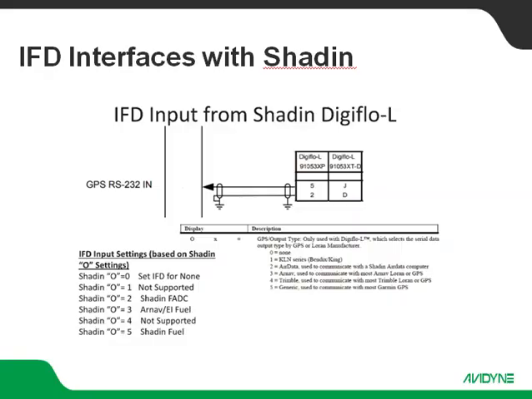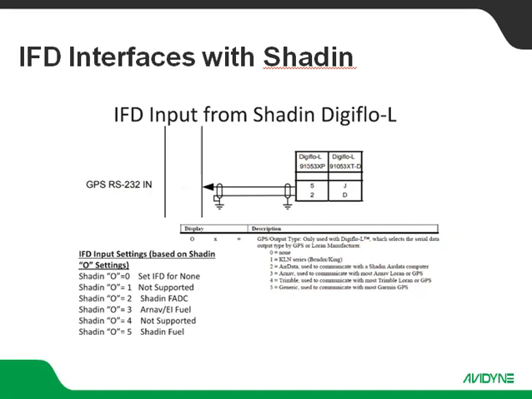Alright, so to jump right in, this is another fuel flow RS-232 interface, and the settings on the Shadin Digi Flo side are going to determine how we set up the IFD. On the Shadin Digi Flo systems, it's going to be on the display page for O as in Oscar, and that's where we're going to set what GPS format we're going to use to spit data out to the IFD.